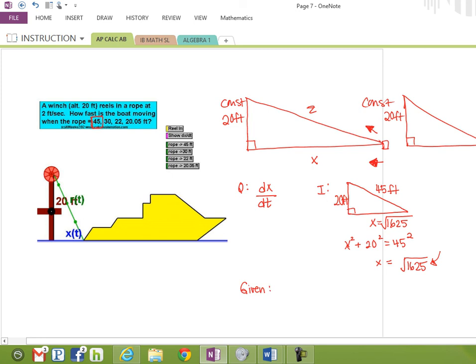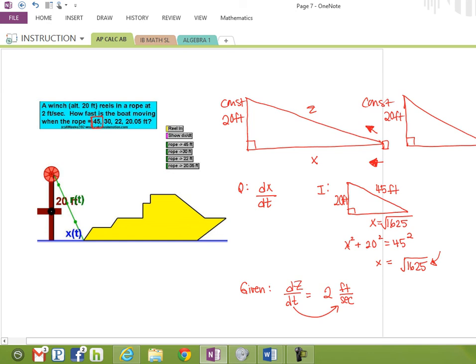For the given, you're going to go back through and read any information that we haven't written down already. We already used the constant 20, the 2 feet per second. Again, we can tell that that's a differential because of the feet per second. And it's 2. Now the feet per second, the time goes with seconds. The feet has to be a distance, and we just have to see whose distance that is. A winch reels in a rope. So it's the rope's distance, which is Z.